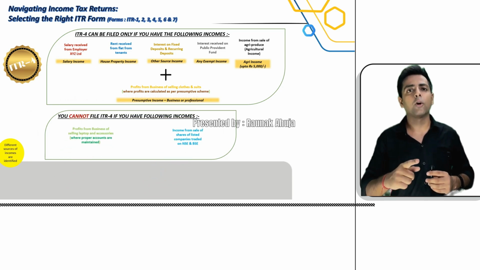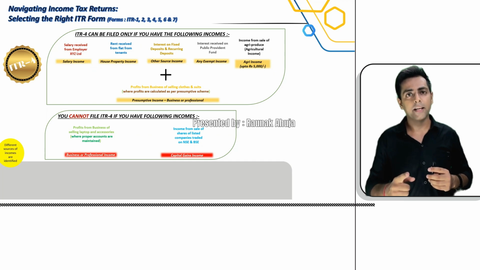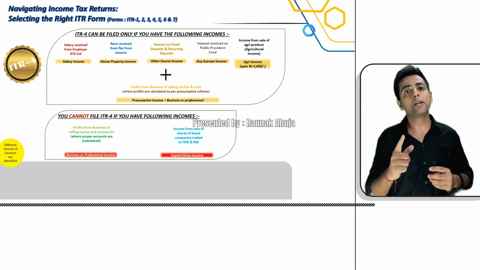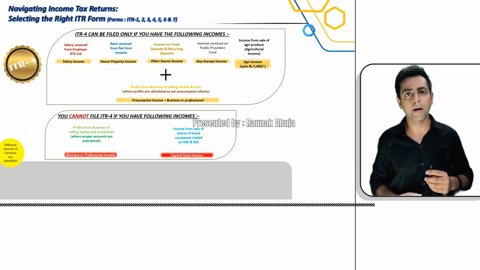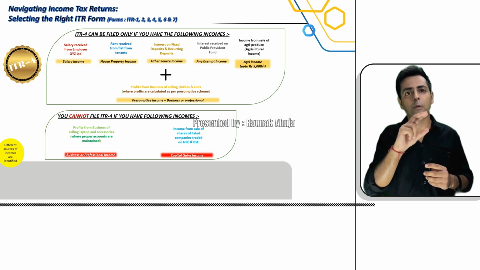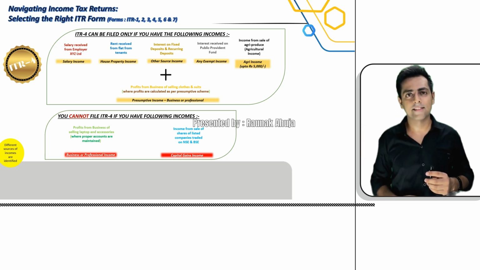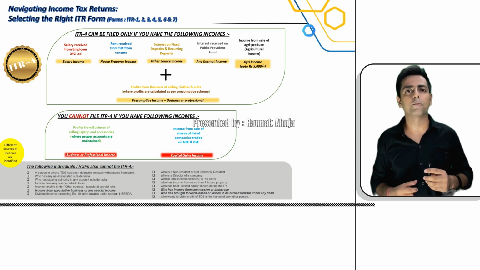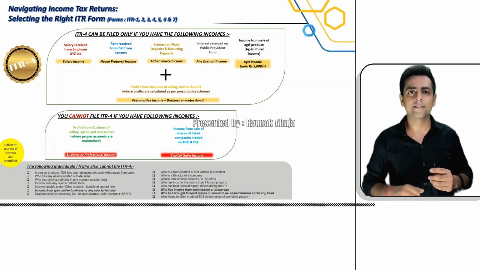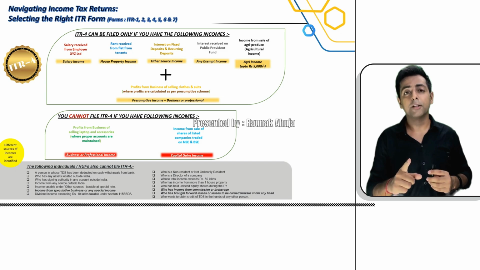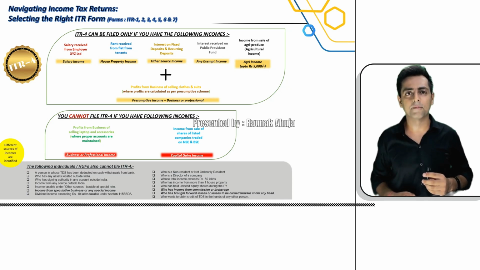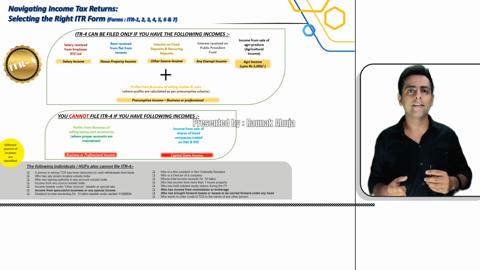However, you will still not be able to file ITR 4 in case you have business income where you calculate profits on the traditional basis, that is, by reducing expenses from the total sales. The other conditions that need to be satisfied before you choose ITR 4 are given here under. Further, you will still not be able to file ITR 4 in case you have capital gains income. You can take a snapshot of this entire thing.